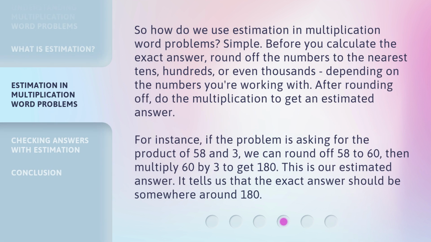So how do we use estimation in multiplication word problems? Simple. Before you calculate the exact answer, round off the numbers to the nearest tens, hundreds, or even thousands, depending on the numbers you're working with. After rounding off, do the multiplication to get an estimated answer. For instance, if the problem is asking for the product of 58 and 3, we can round off 58 to 60, then multiply 60 by 3 to get 180. This is our estimated answer. It tells us that the exact answer should be somewhere around 180.